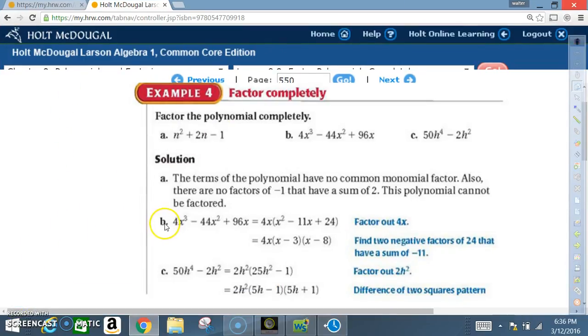All right, let's take a look at B. B, we got 4x to the third power minus 44x squared plus 96x. Here, we can factor out a 4x. And after factoring out that 4x, we will end up with x squared minus 11x plus 24. Well, what two numbers would give us a positive 24 when multiplying, but when adding would give us a negative 11? That's going to be a negative 3 and a negative 8. So our final answer then is going to be 4x times x minus 3 times x minus 8.